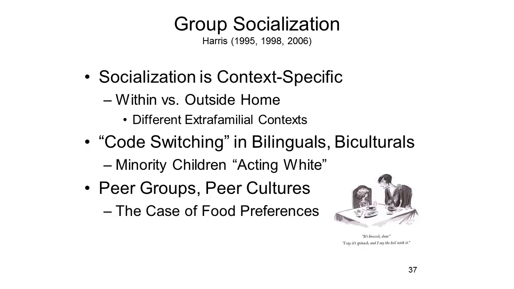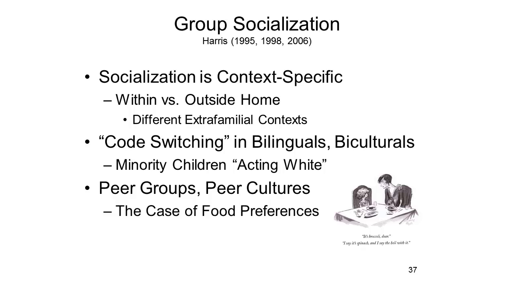For example, minority children from middle-class families may get a lot of pressure from their parents to take school seriously and achieve academically. But they may succumb to pressure from their peer groups to downplay academic achievement and other forms of what's sometimes called acting white. Peer groups, peer cultures, they're very important, and as the child begins to spend more and more time outside the home, they become ever more important.